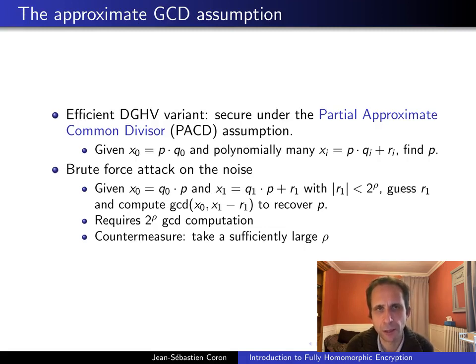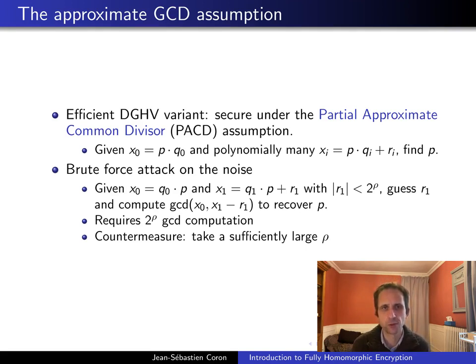So now we can consider this approximate GCD assumption. What is the most efficient algorithm to break it? Actually, we must consider a slight variant of this problem, which we call the partial approximate common divisor assumption, because we are given this additional value x0, which is an exact multiple of p. So we are given x0, which is p times q0, and we are given polynomially many xi's, which are p qi plus ri, and the goal is to find p.